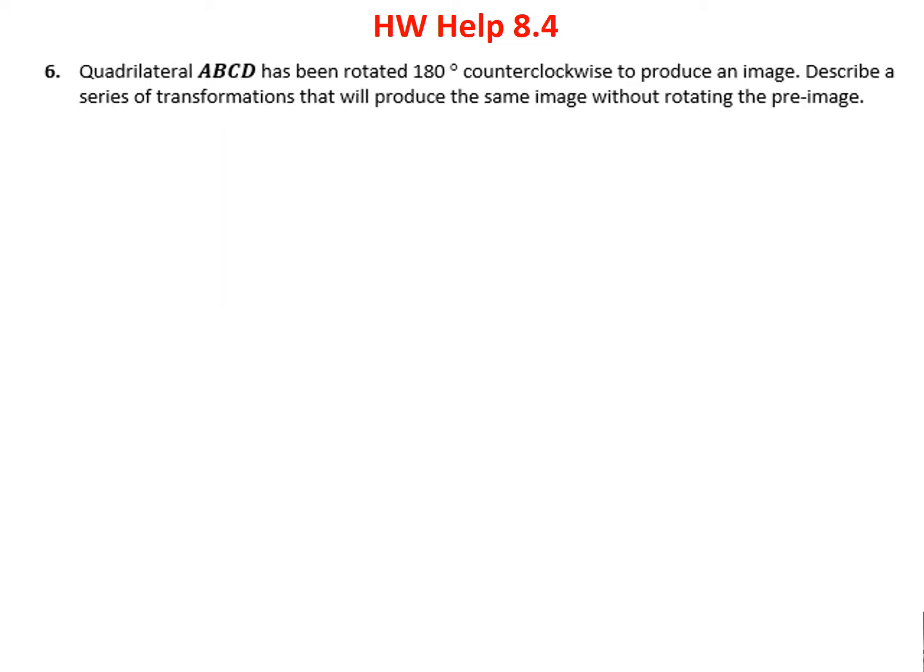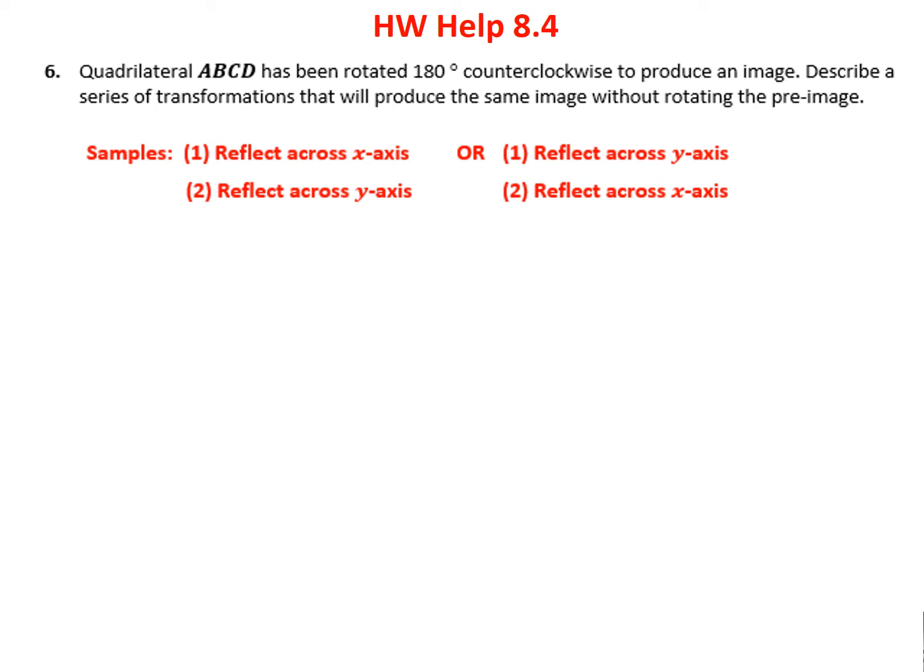Problem 6 notes that for any quadrilateral, if you rotate it 180 degrees counterclockwise to produce an image, is there a way of doing it other than a rotation? And the answer is there's two ways to do it. One way is to reflect it across the x and then across the y. Let me show you algebraically how that works. The rule for 180 degrees is that (x, y) becomes (-x, -y).